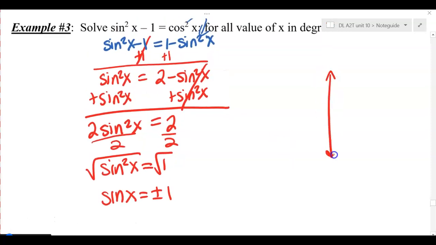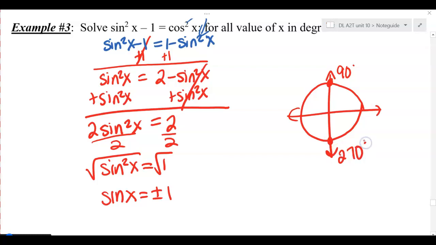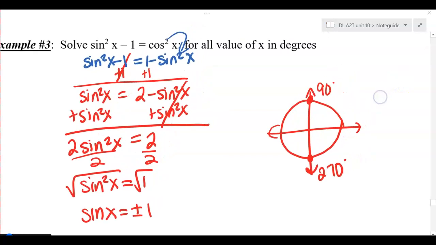So again, think about positions, angles on the unit circle. Think once around first. Where would sine equal positive or negative 1? That would either be at 90 or at 270. When I look at the problem, it's all values, so I need to make sure I'm including that infinite list through that equation, and it does have degrees.